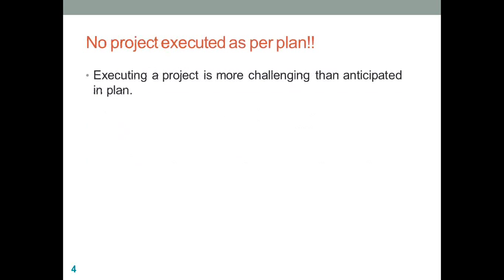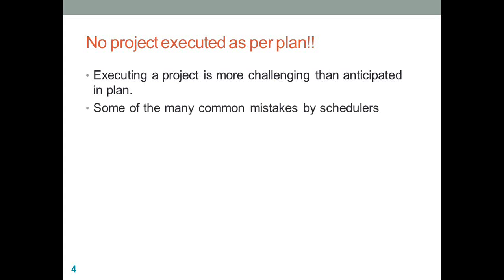So first, let's talk about facts. No project has executed as per the plan. The plan we initially prepare would ideally be based on past estimates and expert judgment. But as you start executing the project as per your plan, you might come across difficulties and you might need to replan some of your activities without affecting your project finish dates or your critical path. So executing the project is more challenging than the plan we generally create.